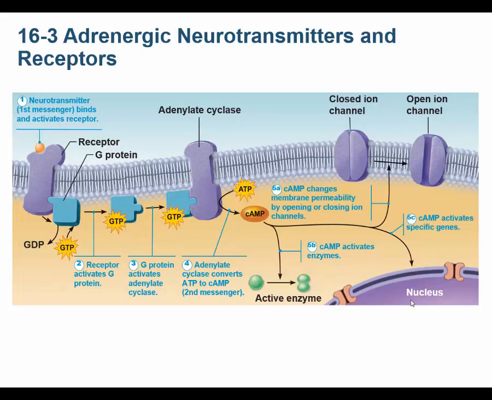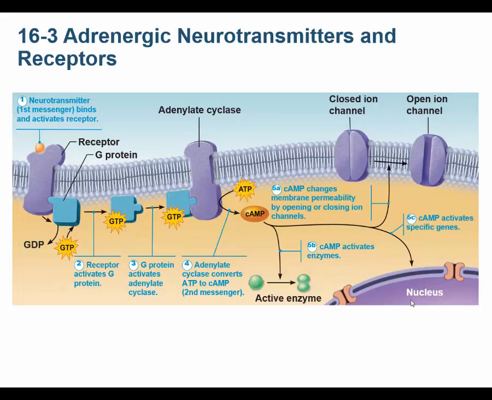All right, so first of all, the postganglionic neurons of the sympathetic division of the autonomic nervous system. Let me say that again. The postganglionic neurons of the sympathetic division of the autonomic nervous system. They secrete adrenergic neurotransmitters, and those neurotransmitters bind adrenergic receptors.